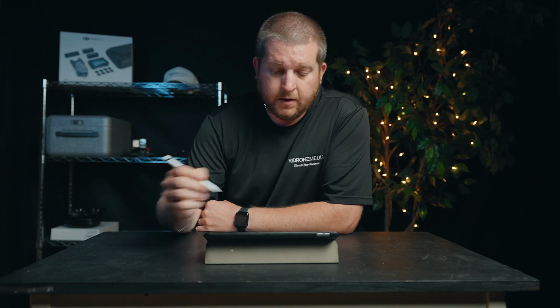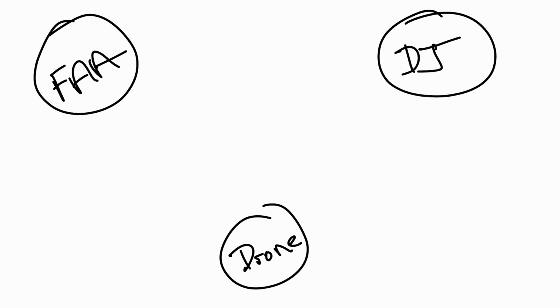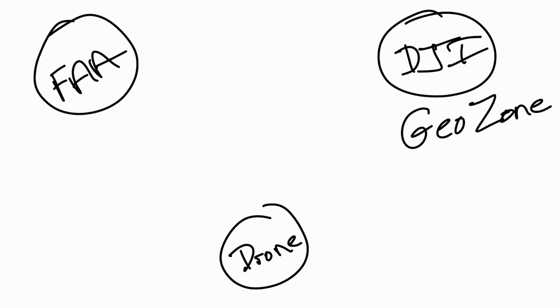So just to give you a quick high-level basic overview here, if we are the operator standing here, this is our drone, and we want to fly in controlled airspace. There's two things that we need to do. We have the FAA side of things, and we have the DJI side of things. And this is to do with the geo zones that DJI has in place to prevent people from flying in places that they shouldn't be in.